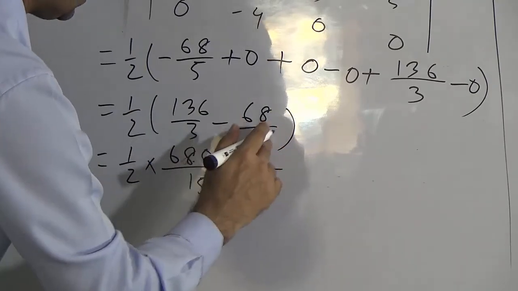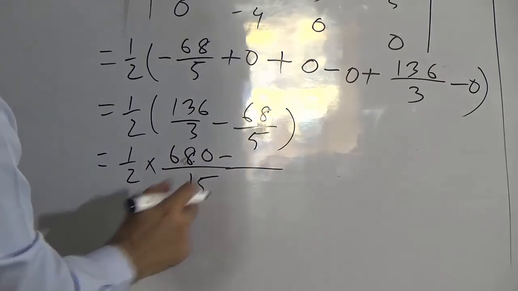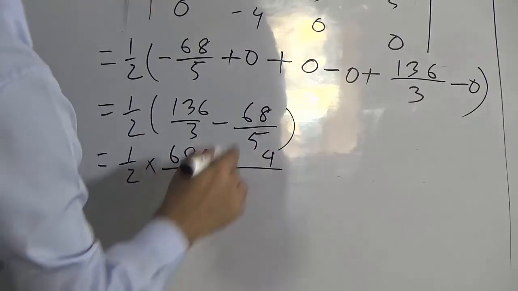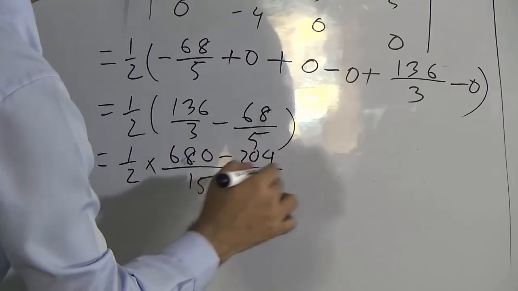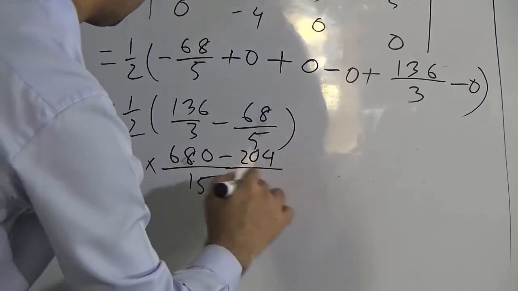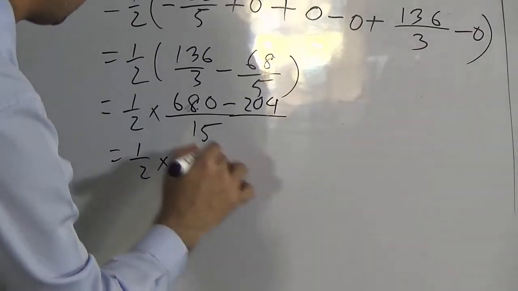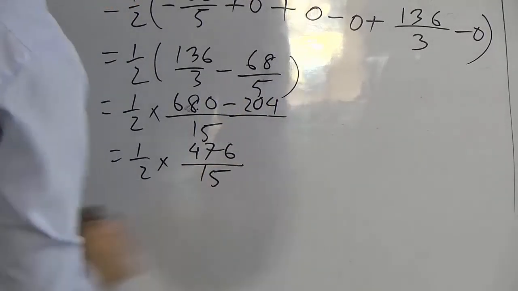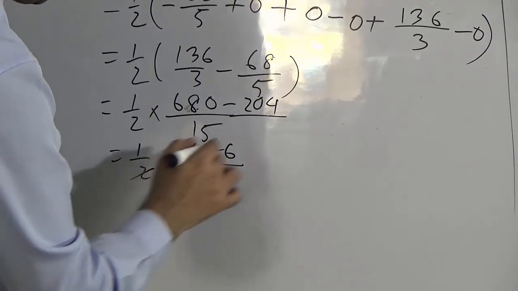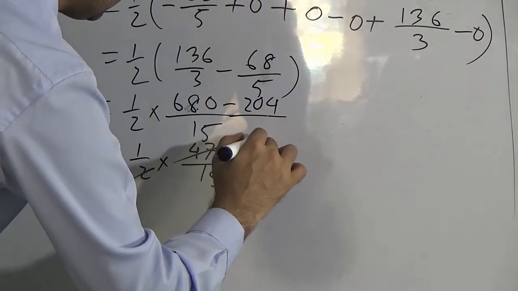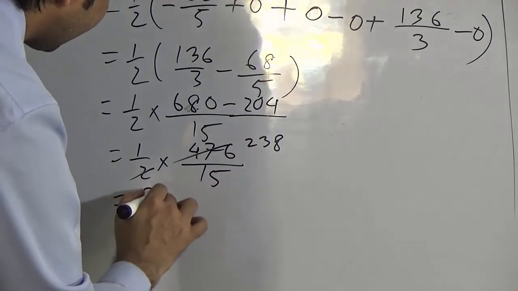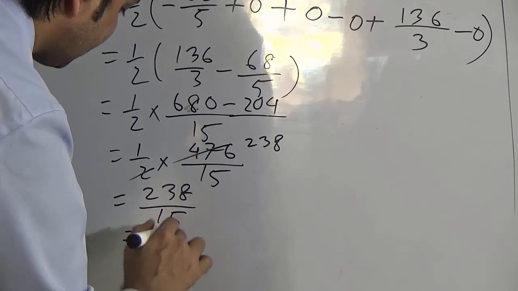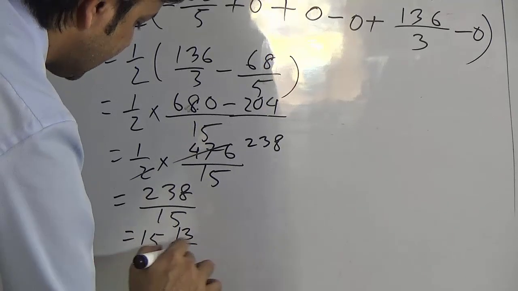Now here is minus, 5 3s are 15, if we divide by 3, 3 8s are 24, 4, 3 6s are 18 and 2, that is 20. It means 204. So if we subtract, what will we get? Half, multiplied by 476 by 15. So now if we divide by 2, what will be here? 238. So this is 238 by 15. If we convert into a mixed fraction, this will be 15 and 13 by 15.